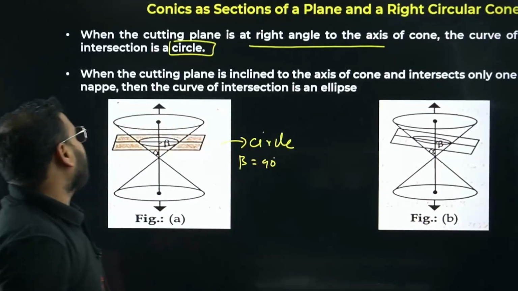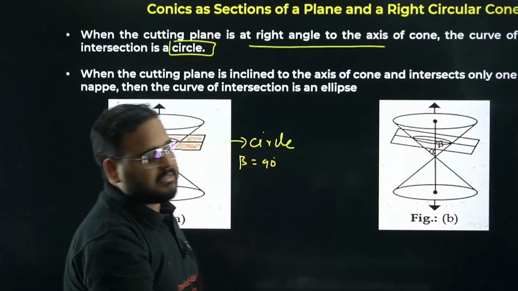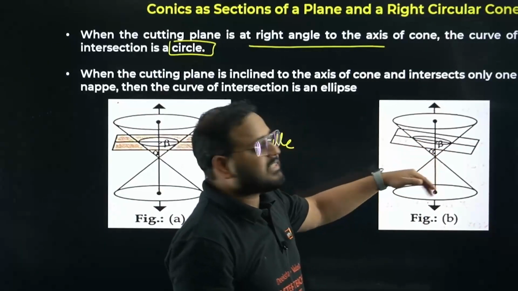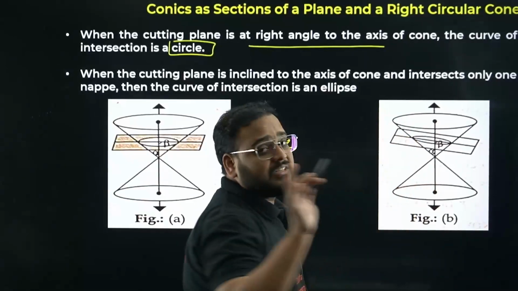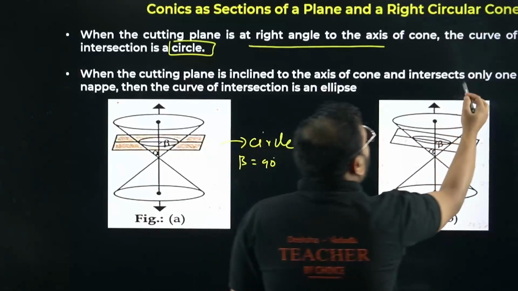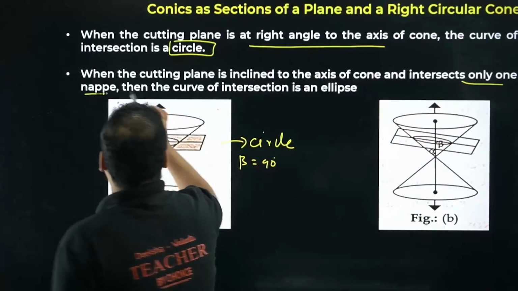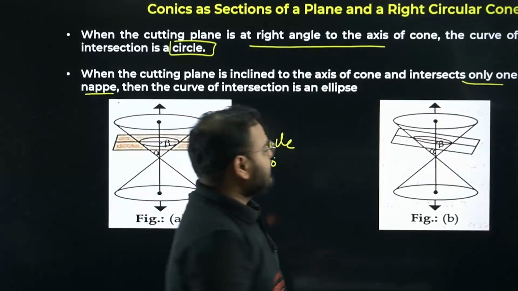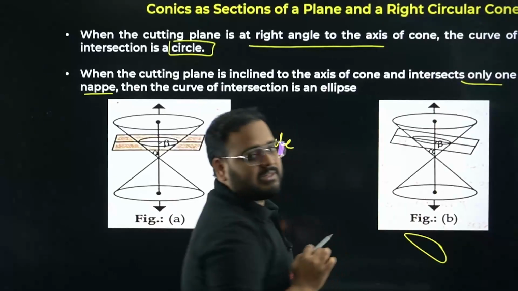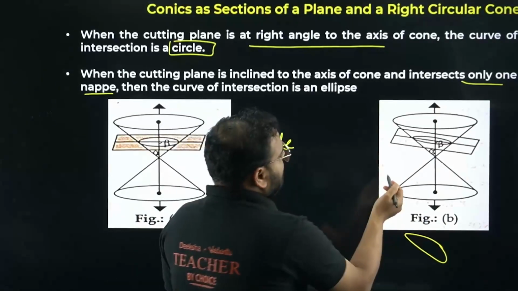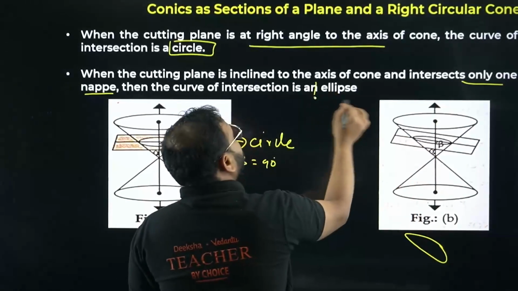Okay, but when the cutting plane is inclined to the axis, not perpendicular but inclined to the axis with some angle other than 90 degree, what do we get? This intersection is only possible for only one nap, either upper or lower. We don't take both. Then you'll have an inclined circle like this. Please check, something like this. That's called an ellipse. This is going to be your ellipse.